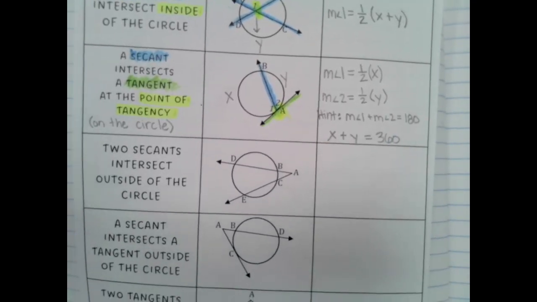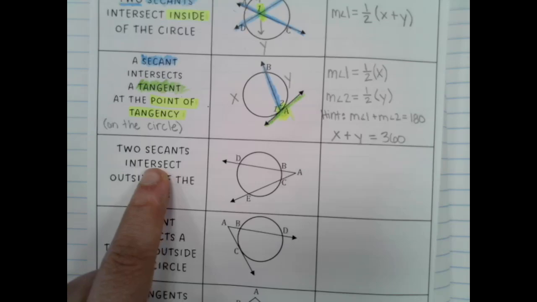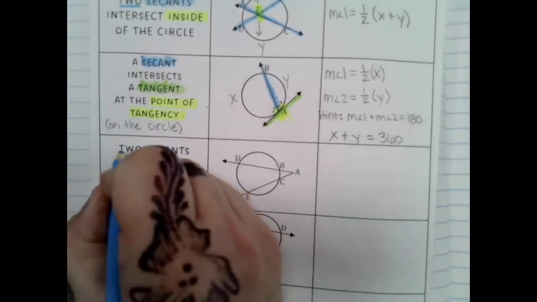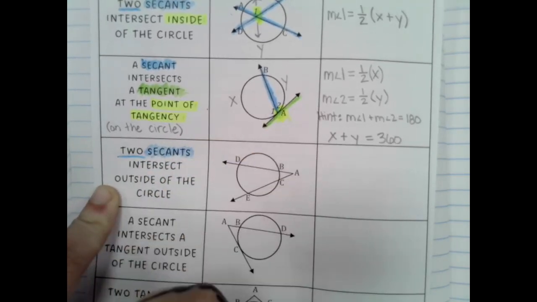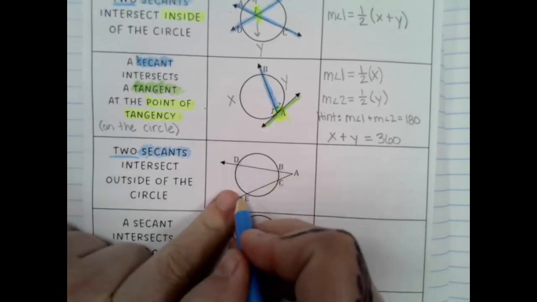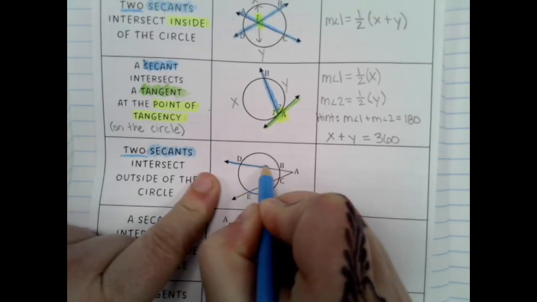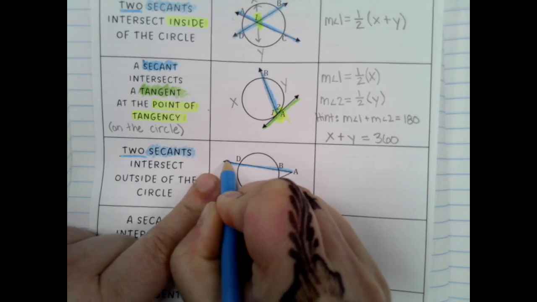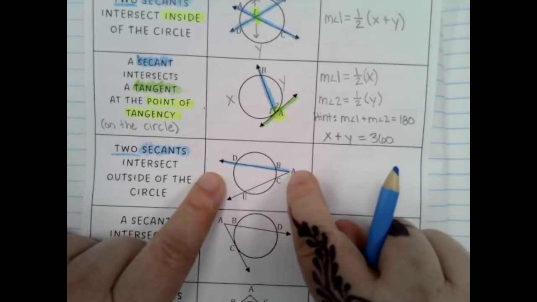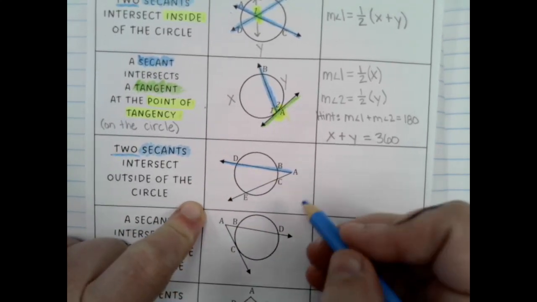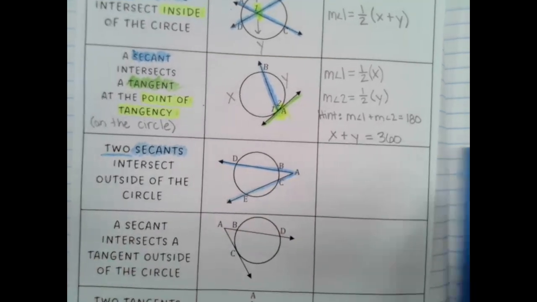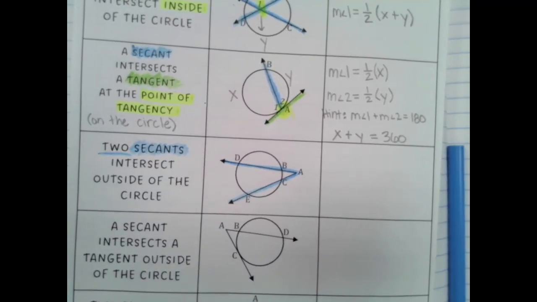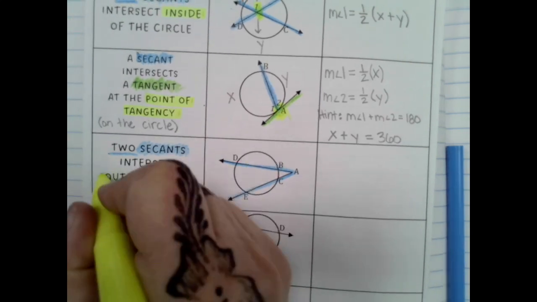Next up, we have 2 secants this time. So whatever color you're using for your secants, we have 2 of them. Okay, so we have DB, or you could call it DA. This one's a ray. It starts at A and it goes through D. And our other ray starts at A and goes through E. This time they intersect where? Outside the circle.